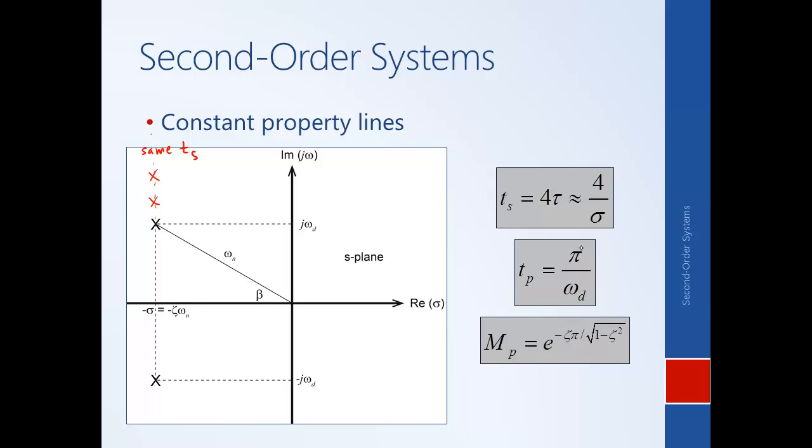Here we have that peak time depends on omega d, the imaginary part of the poles. So systems that have poles with the same imaginary part will have the same peak time. And here, systems that have the same zeta will have the same overshoot, where we can recall that zeta shows up in the graph in terms of the angle beta. So systems that have poles with the same beta, along this same line in the S-plane, will have the same overshoot. This is just some practice to get used to looking at the poles in the S-plane and anticipating what it tells us about the response of our system.